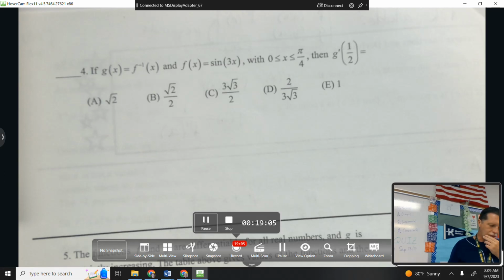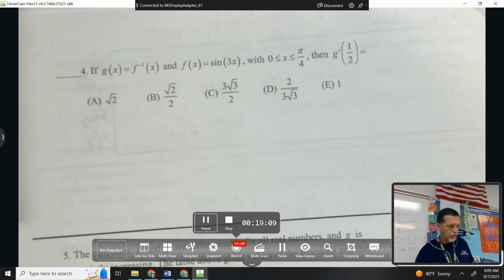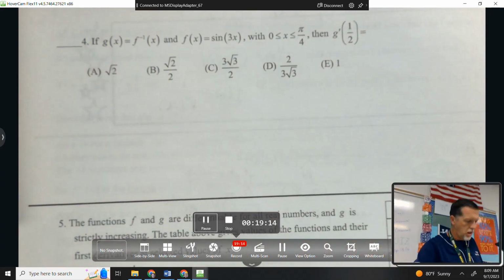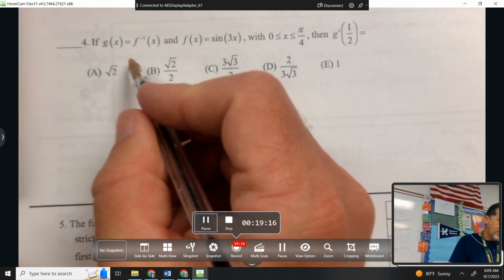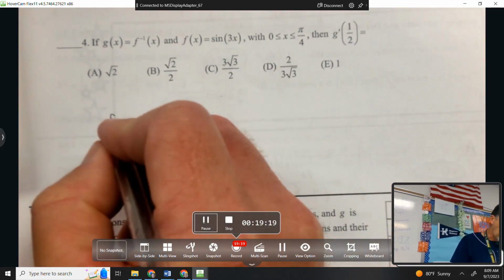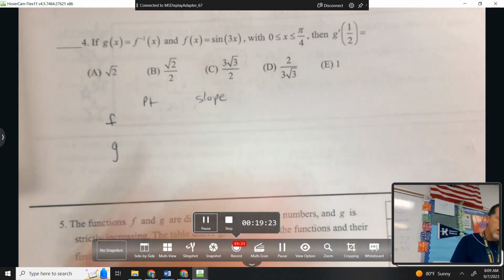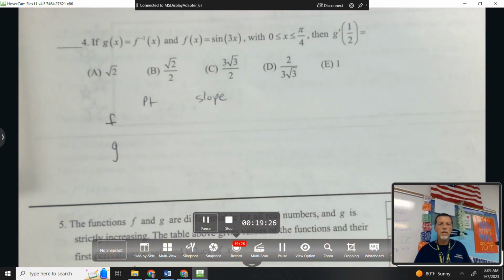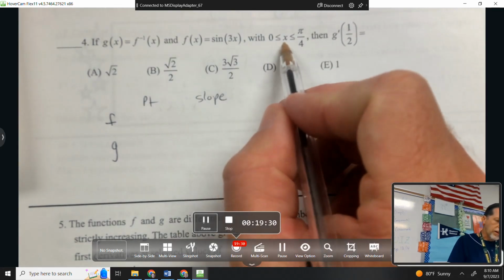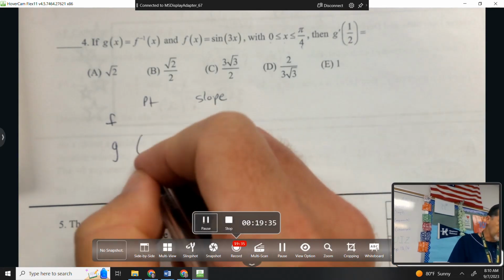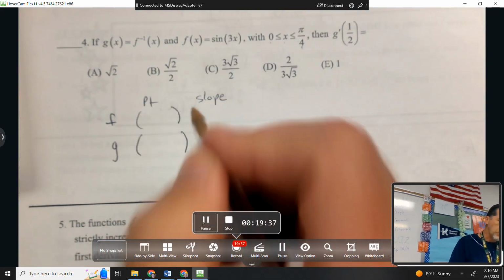Let's do 4. I don't think we need to do 5 because it's another table problem with inverses. So let's do number 4 and then we'll be done. So if g of x is the inverse of f, so already I'm lining up my table here. F of x is sine of 3x, where x is between 0 and pi over 4. G prime at 1/2. Okay, so now I can start filling in my table.